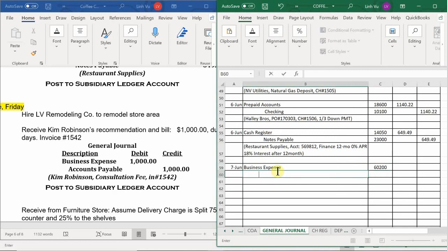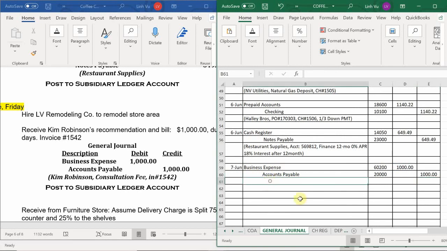And then, of course, it's a liability. We owe money, so we're going to increase it with a credit to accounts payable, which is account number 20,000. Now, how much do I owe Kim Robinson? $1,000. Okay, all right.